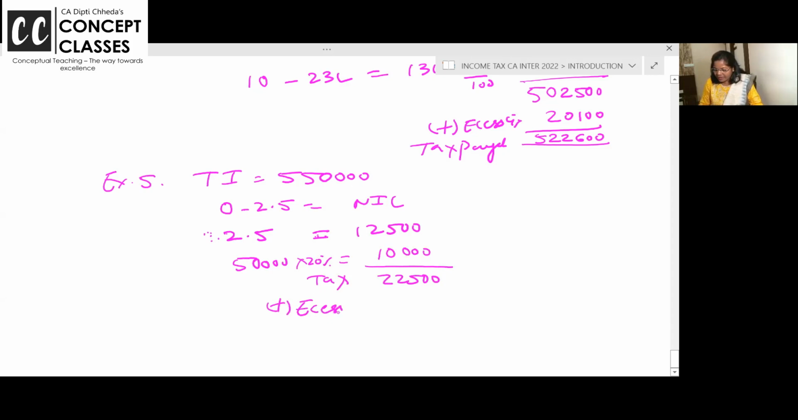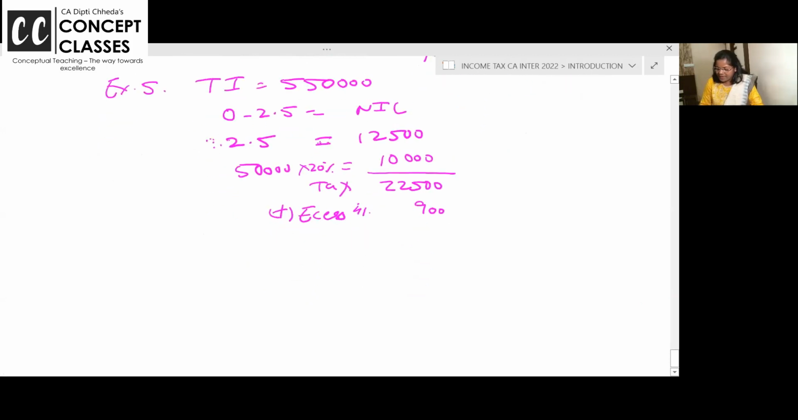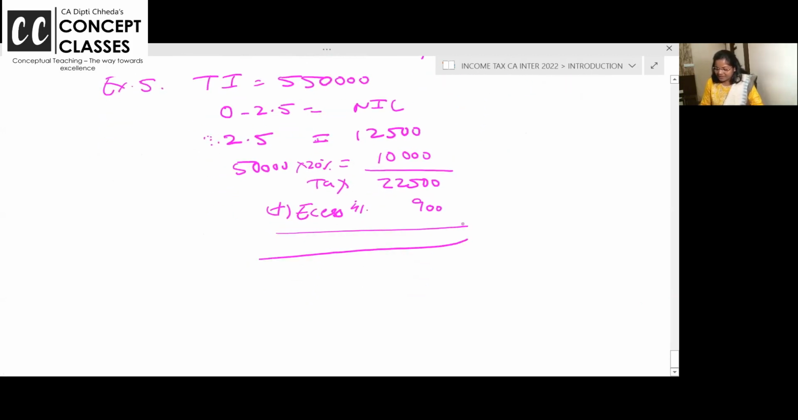Add education cess to that, 4%. 22,500 ka 4%, 900. And so this is 23,400. 23,400 is the correct answer.